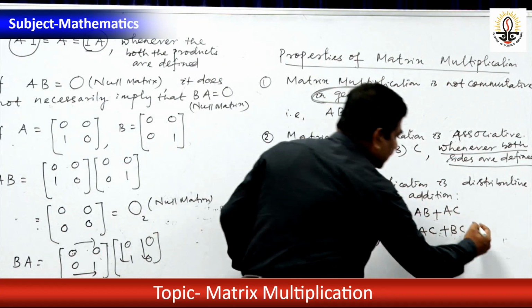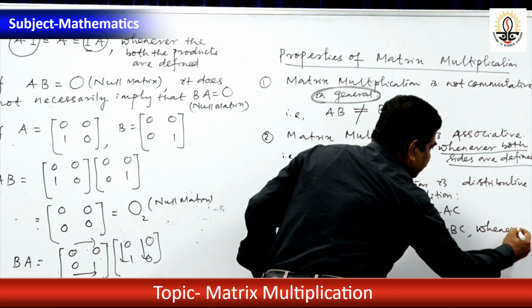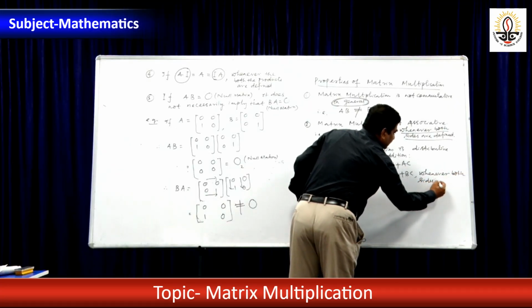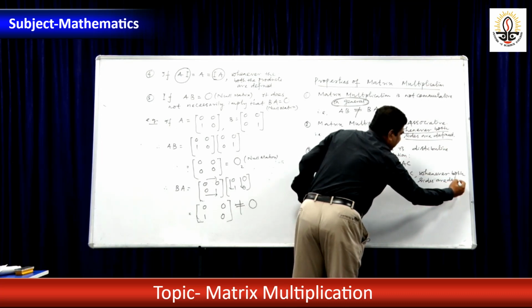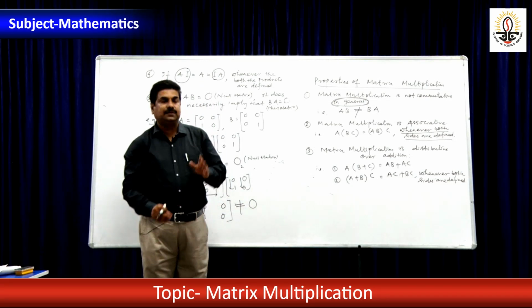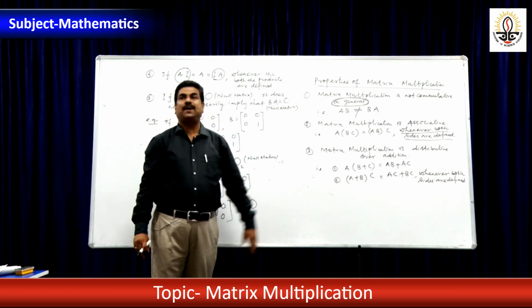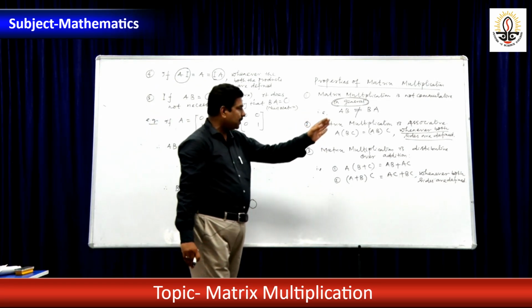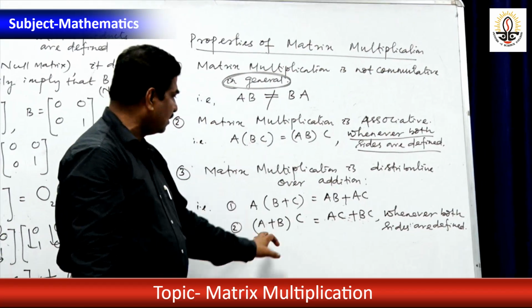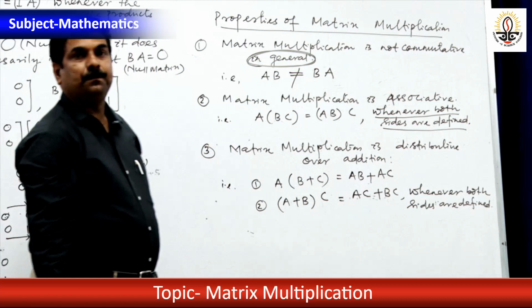Here the important point is, whenever both sides are defined, then only A into B plus C is equal to AB plus AC. In the second case, A plus B whole into C is equal to AC plus BC.